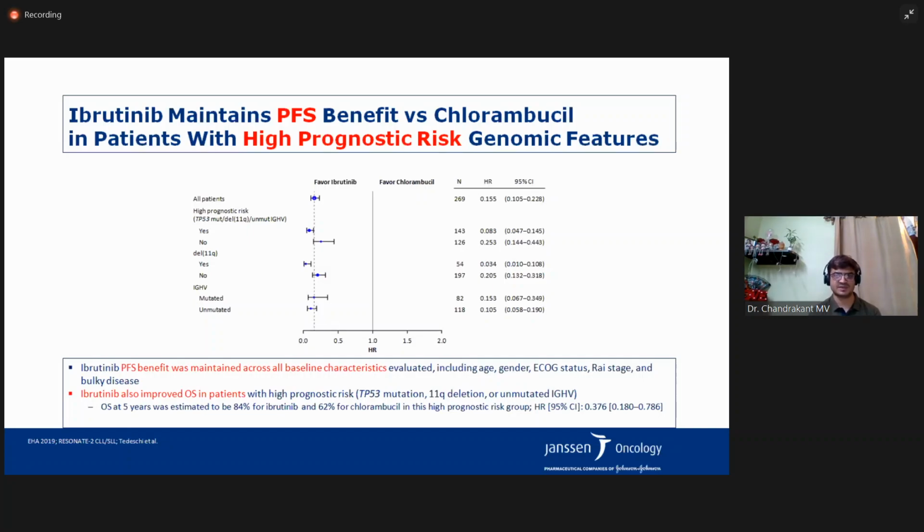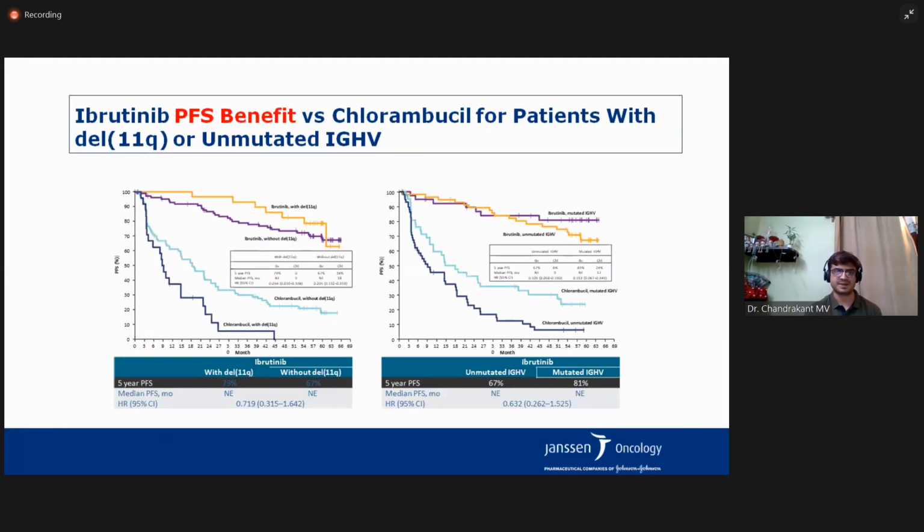So the PFS was maintained across all baseline characteristics, and ibrutinib also improved overall survival with high prognostic risk, especially TP53 mutation, 11q deletion, or unmutated IGHV. So you can see an impressive 5-year progression-free survival in the ibrutinib arm compared to the chlorambucil arm. So this is extremely impressive.